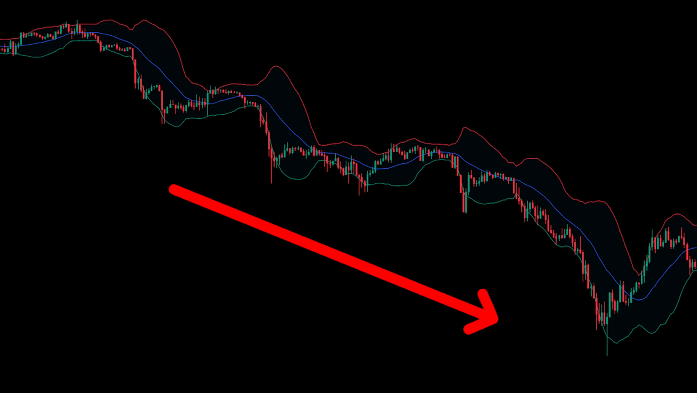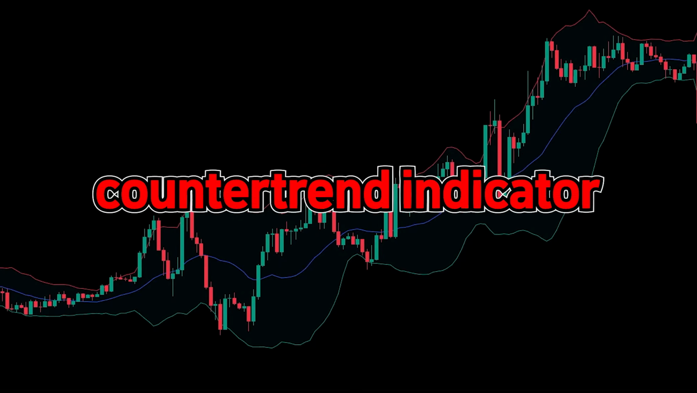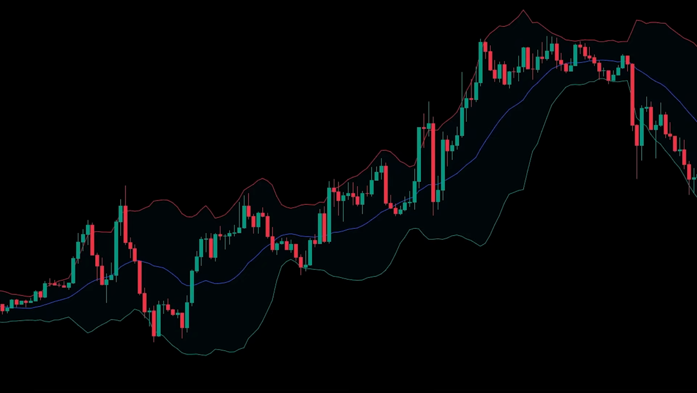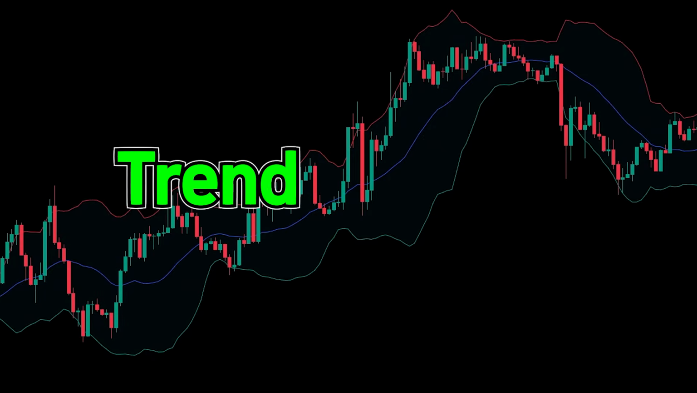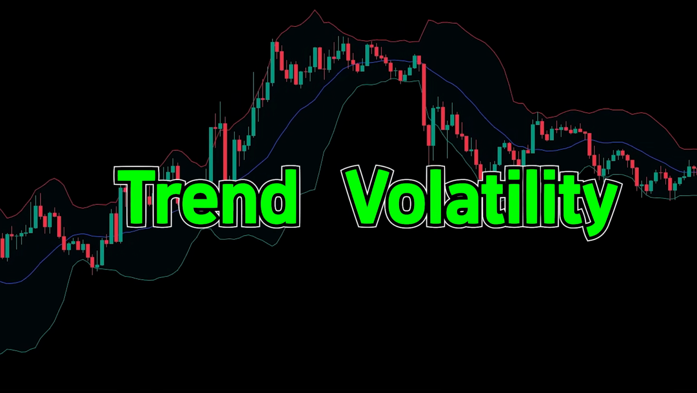When a strong downtrend develops, price doesn't bounce after touching the lower band. It rides the lower band and keeps falling. What happens if you buy at that lower band touch? Bollinger Bands are not a counter-trend indicator. They are an indicator for reading trend and volatility. Understanding this difference is where real trading begins.